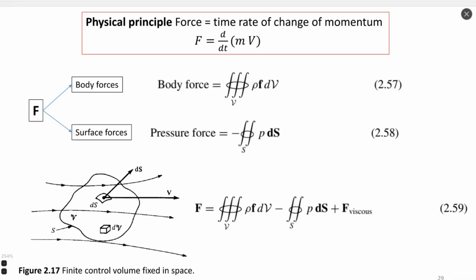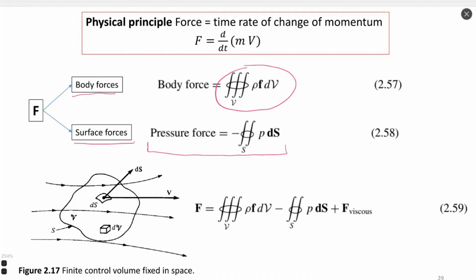Our forces have two different sources. They can be body forces and surface forces. Body forces are forces acting on the complete body, on the complete volume. They are, for example, electromagnetic forces or gravity forces. And the surface forces act on the surface, they do not act inside the volume, they act only on the area of the surface. And the pressure force represents the surface force.